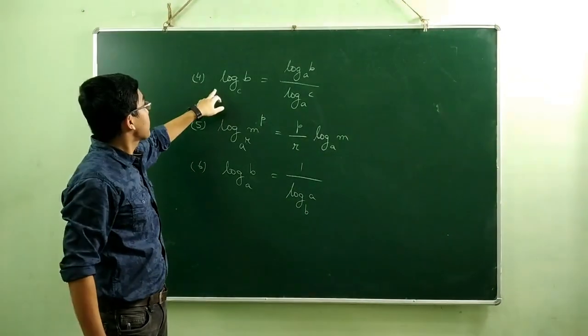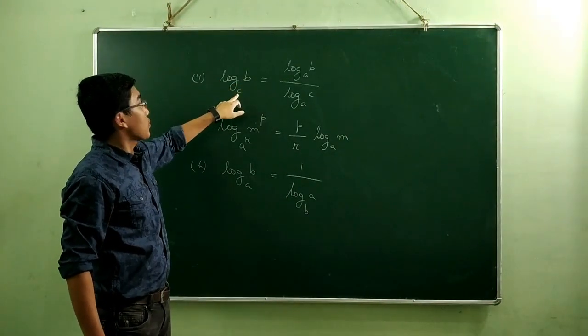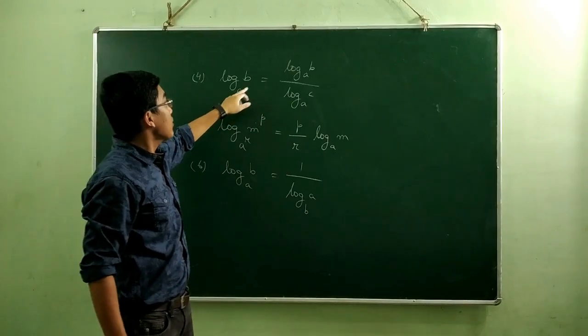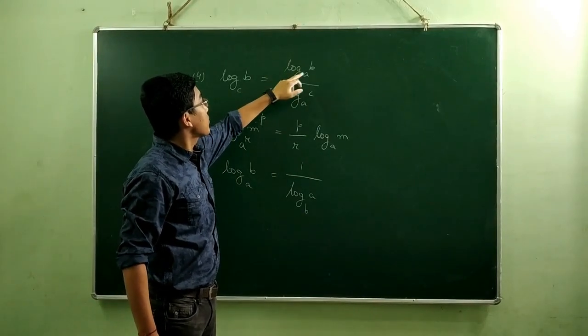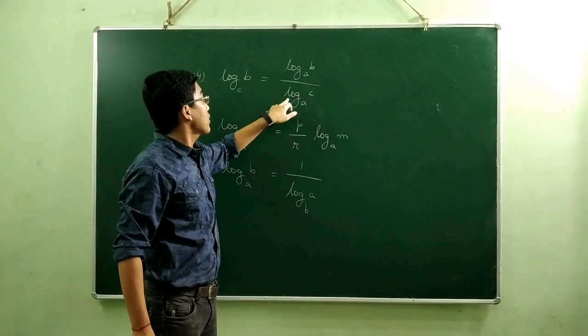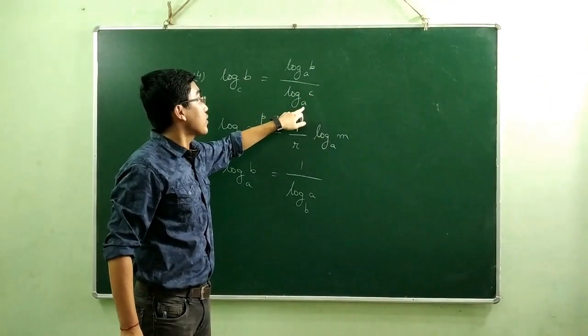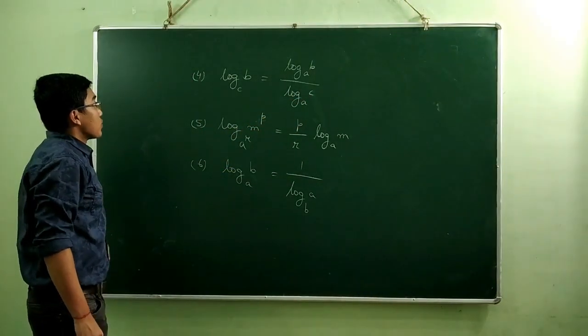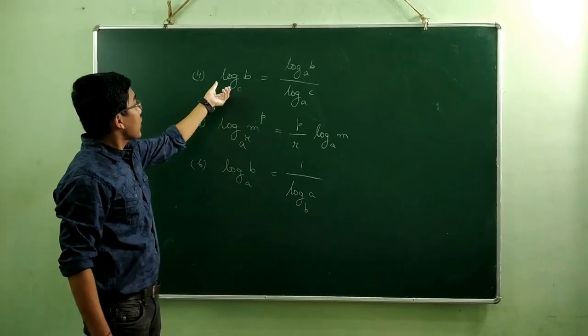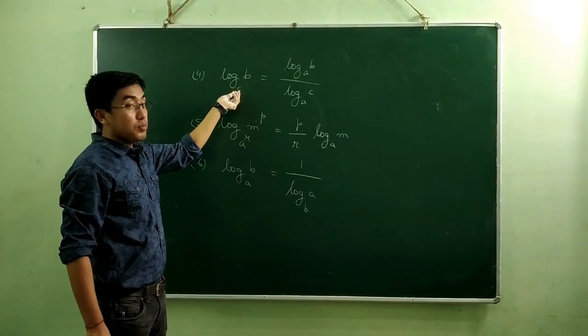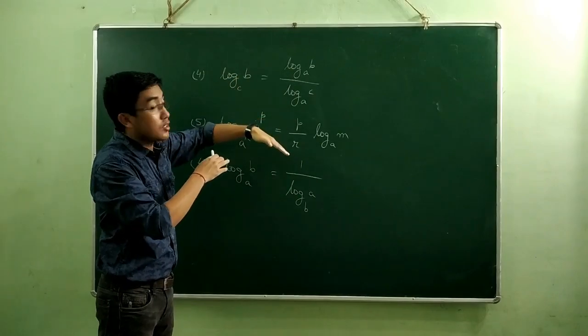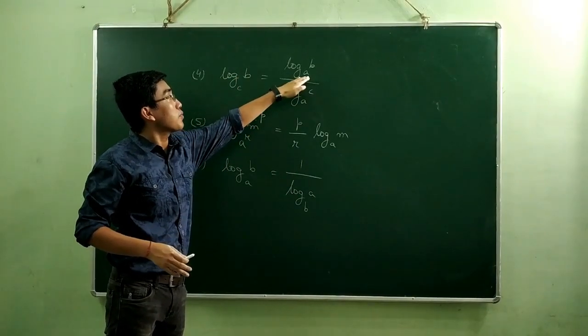So let's see the next law, number 4. It says that log of b with base c, I can write it as log of b base a divided by log of c base a. So that means if I have a log of some number with respect to some base, we can split this into numerator and denominator by taking help of some other base.